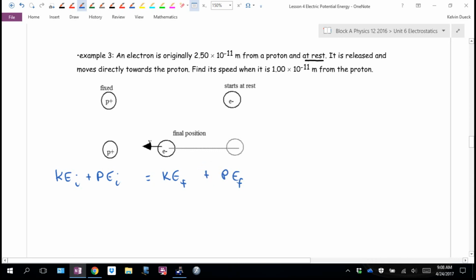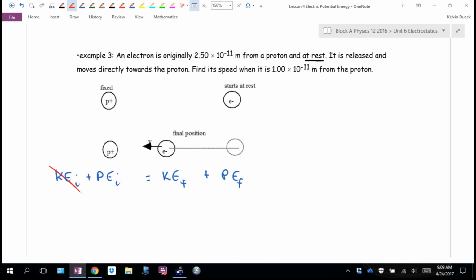Are any of these 0? Let's first of all look at our kinetics. Are any of our kinetics 0? Are any of our potentials 0? Well, the only way we'd be 0 is if we were out at infinity sometime, and I don't think we're ever out at infinity, so be nice.